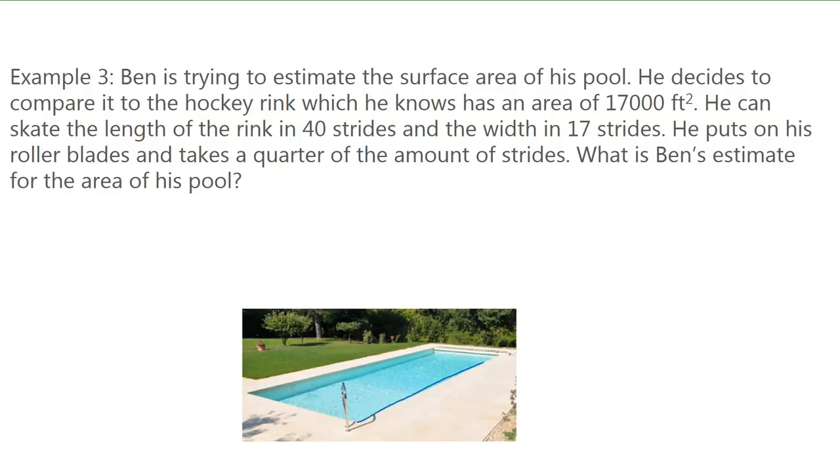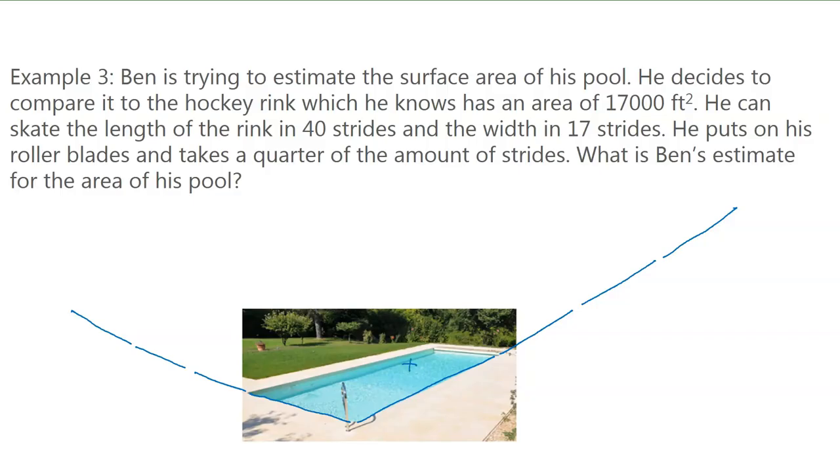So we know that this right here is 1/4 of the length of the hockey rink. So if we add another 3 lengths on, that would be the approximate size of a hockey rink. And same with the width. This only represents 1/4 of the hockey rink. So if we add another 3 on here, then we can get an idea of his swimming pool.